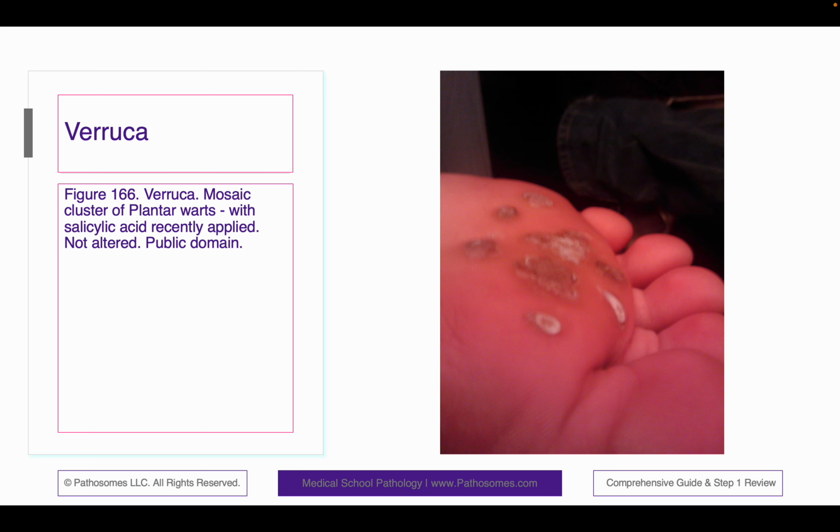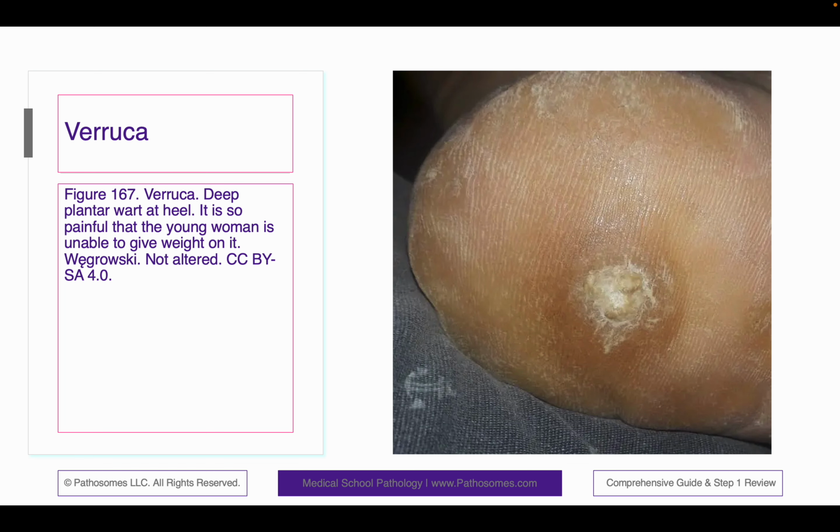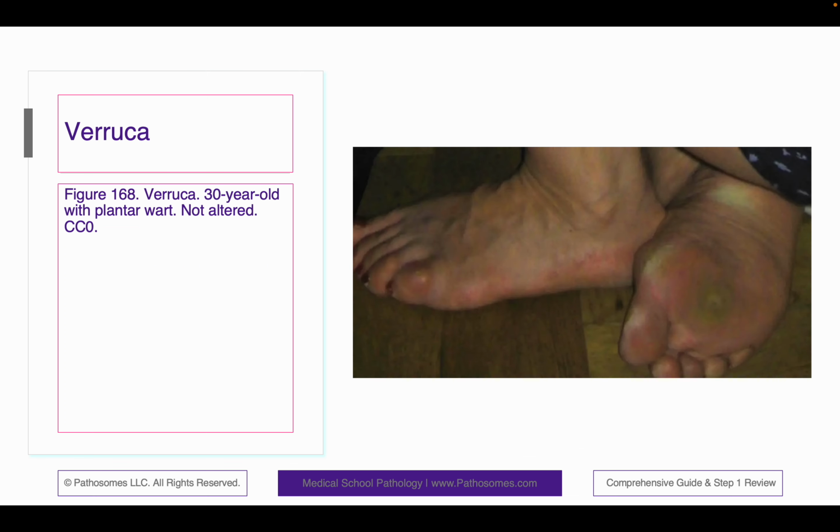Here we can see a mosaic cluster of plantar warts with salicylic acid recently applied, right, to help treat them. And here we can see a deep plantar wart at the heel of a patient. It is so painful that the young patient was unable to put any weight on it. And here we have a 30-year-old patient with plantar wart. You see that there?